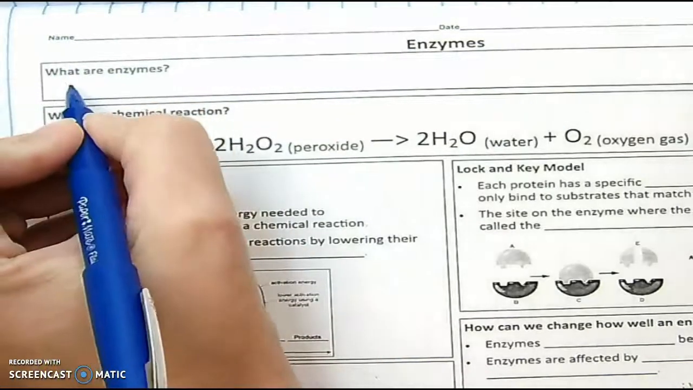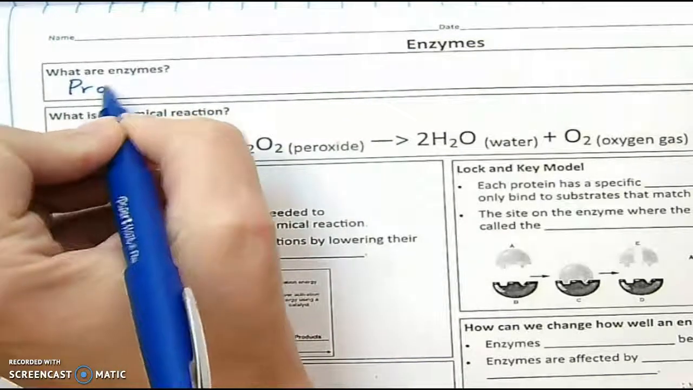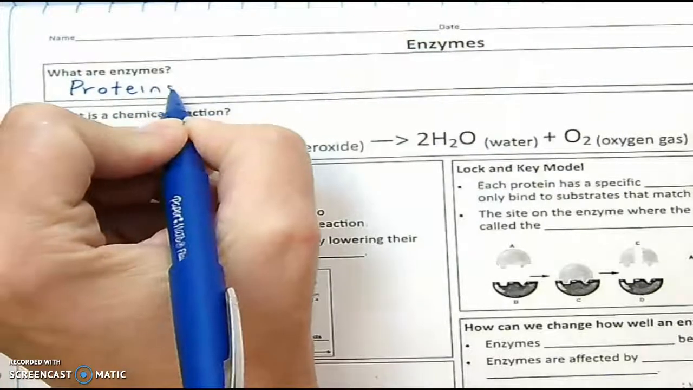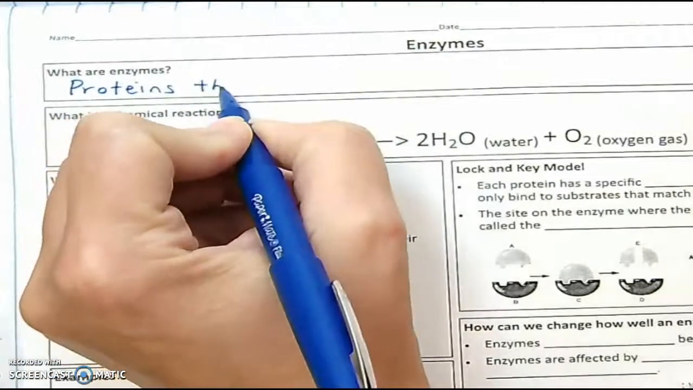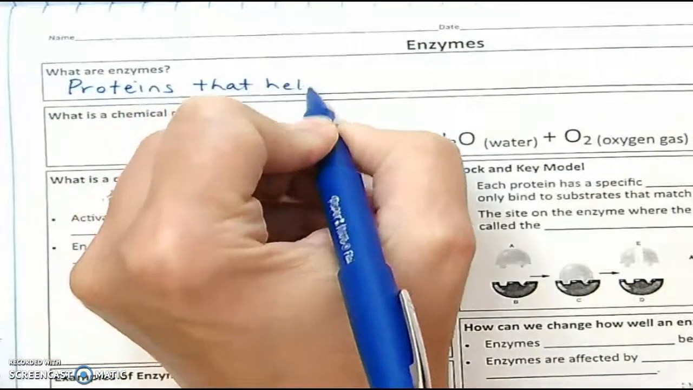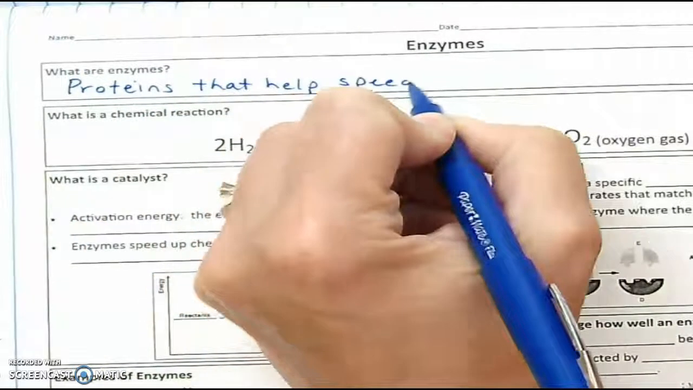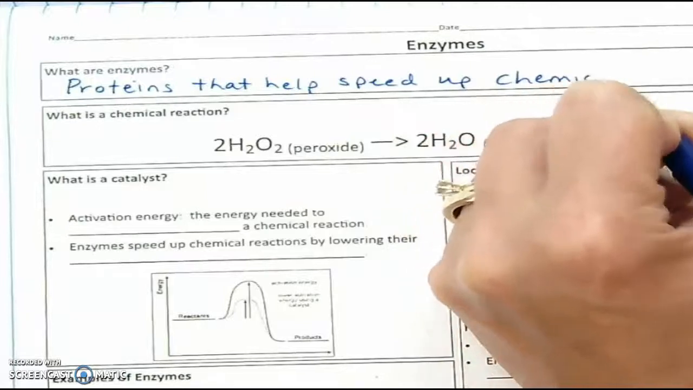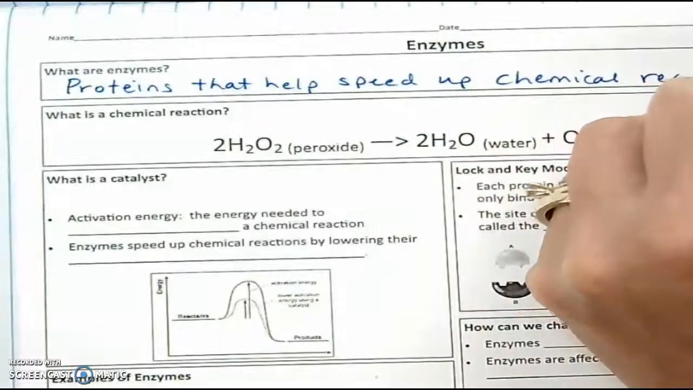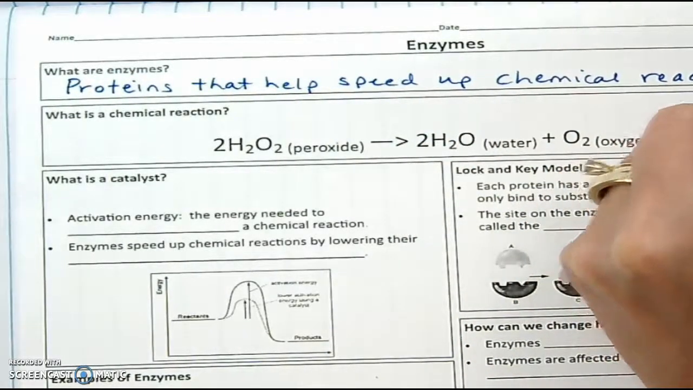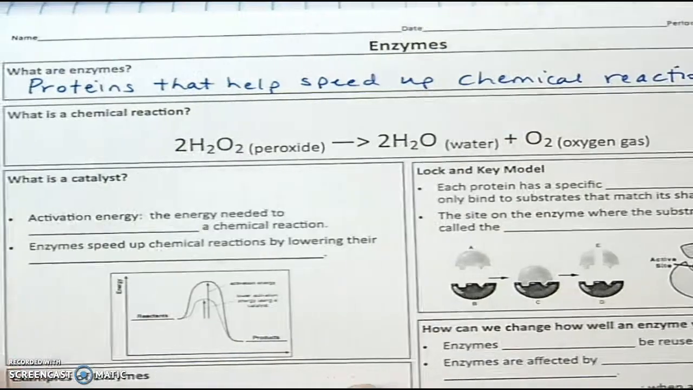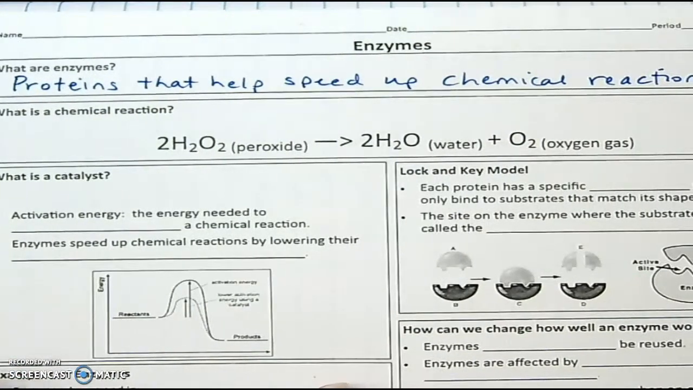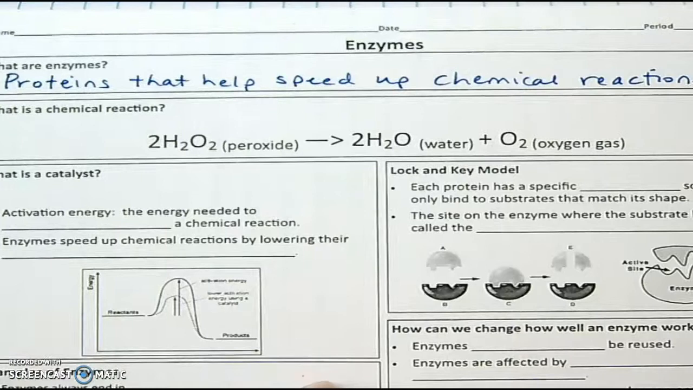Okay, and enzymes are proteins that help speed up chemical reactions. Okay, enzymes are proteins that help speed up chemical reactions.